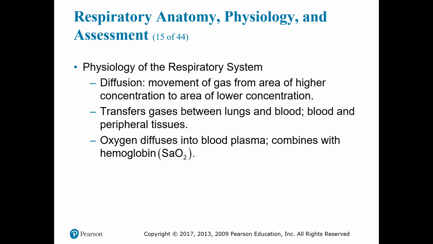Concurrently, carbon dioxide leaves the area of higher PCO2, the venous blood, and enters the area of lower PCO2, the alveoli. The blood returns from the pulmonary vein to the heart and then moves into systemic circulation. Oxygen concentrates in the blood. Oxygen diffuses into blood plasma.